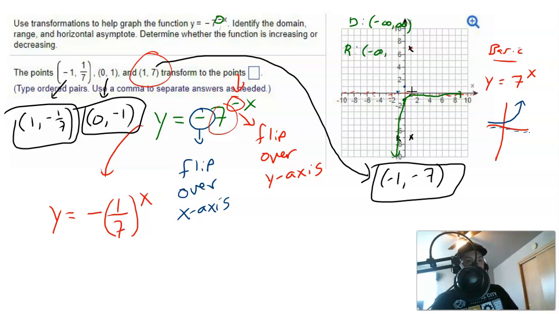How far up is it going to go? It won't pass 0, and it never reaches 0. So we have to use parentheses on that, not a bracket. So there's our domain and range. The horizontal asymptote never moved. It stayed at y equals 0.